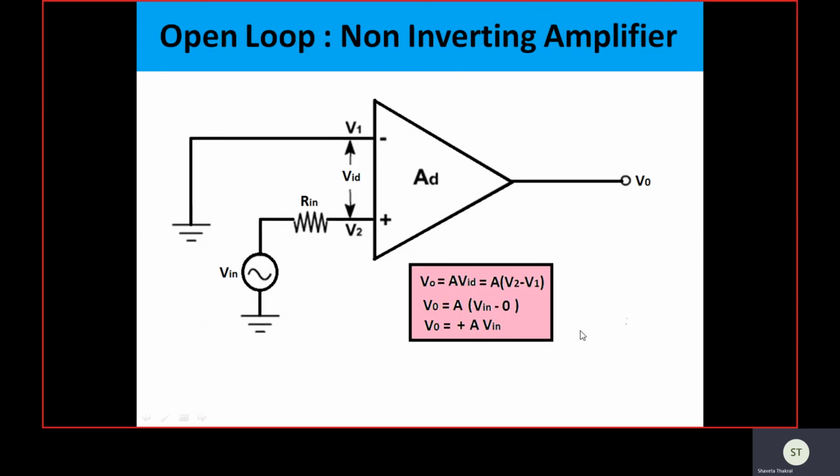A is called the amplification factor. And in the case of the non-inverting amplifier, input is applied to the non-inverting input terminal, whereas the inverting input terminal will be grounded. Now in this case, the output obtained will be A times (V2 minus V1), and V1 we need to put as 0 because the inverting input terminal is grounded. So the output obtained here will be plus A Vin. The positive sign indicates that the output voltage will be in the same phase with the input voltage and amplified by a factor A, the amplification factor.